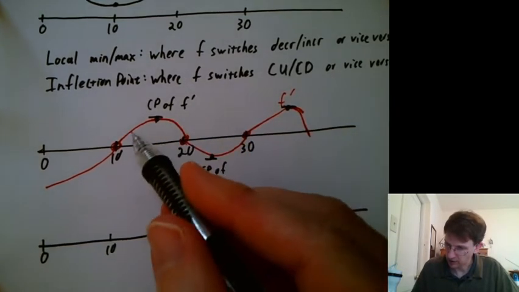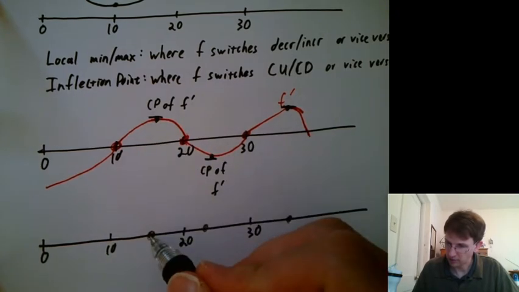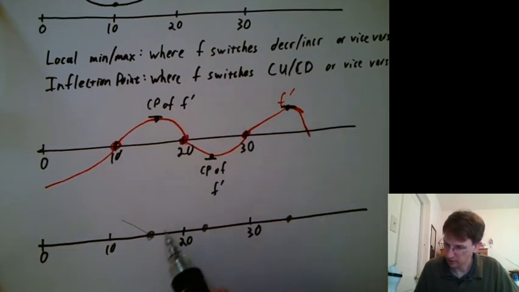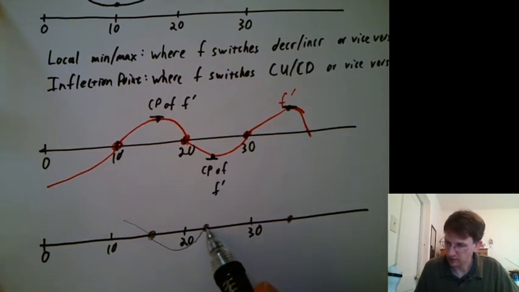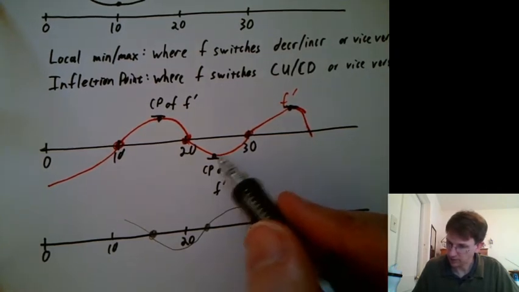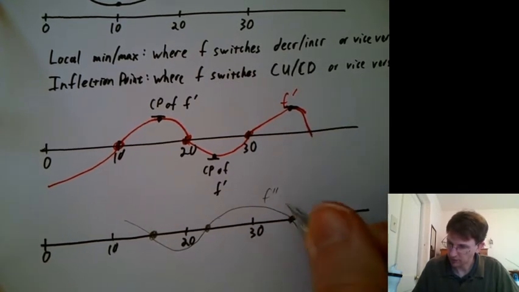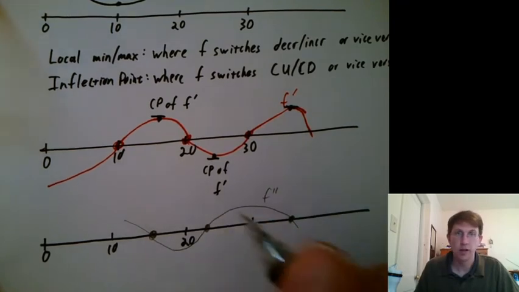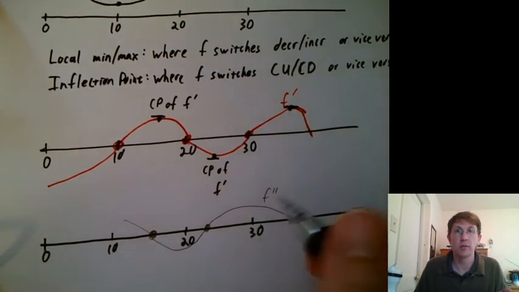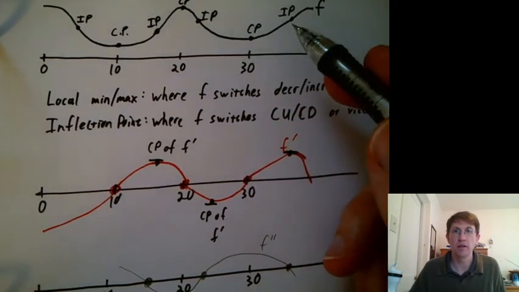And in between here, f prime has positive slope, so f double prime will have positive values. Here f prime has negative slope, so f double prime will have negative values. And the same pattern over here. f prime has positive slope from here all the way to there, so f double prime has positive values. And remember, we had said another way of thinking about concave up is when f double prime is positive, then the function is concave up.